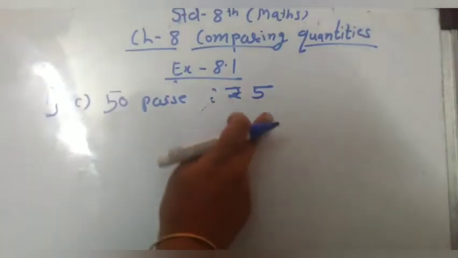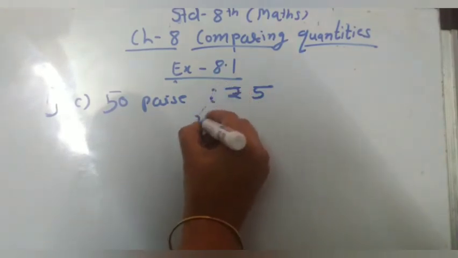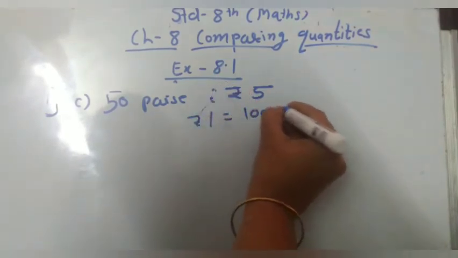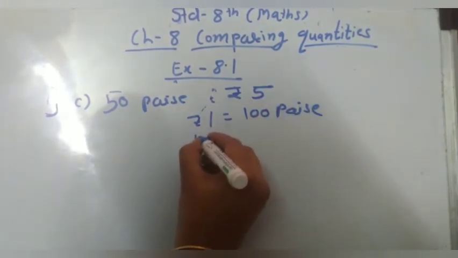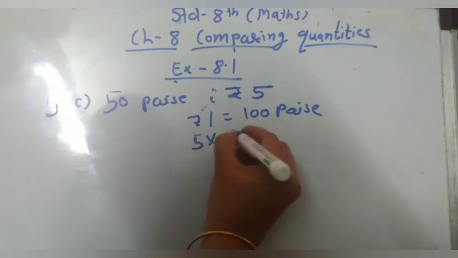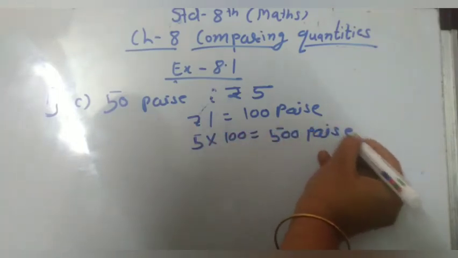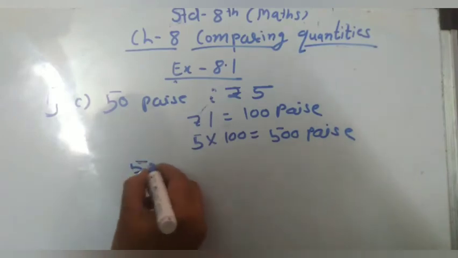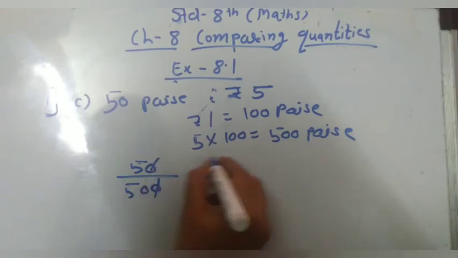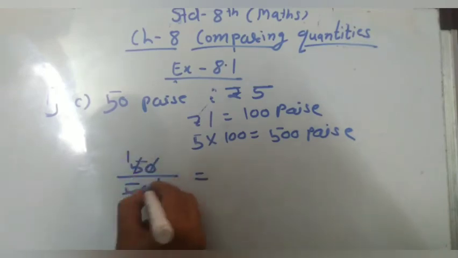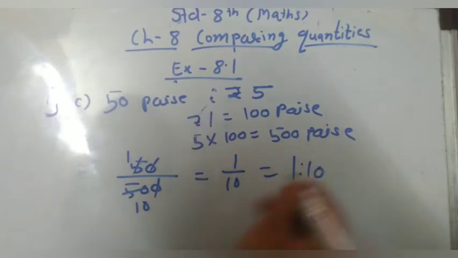It's easy to convert the rupees into paise. So 1 rupee is equal to 100 paise. So we have to multiply 5 by 100. We will get 500 paise. So it will be 50 upon 500. This will be 1 upon 10. So the ratio will be 1:10.